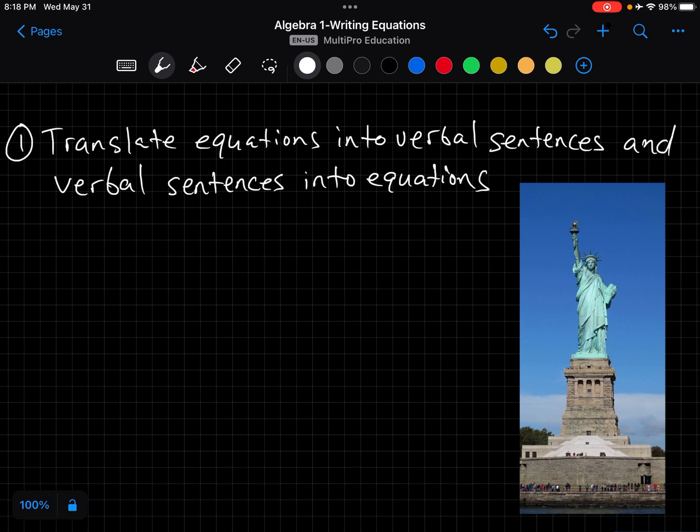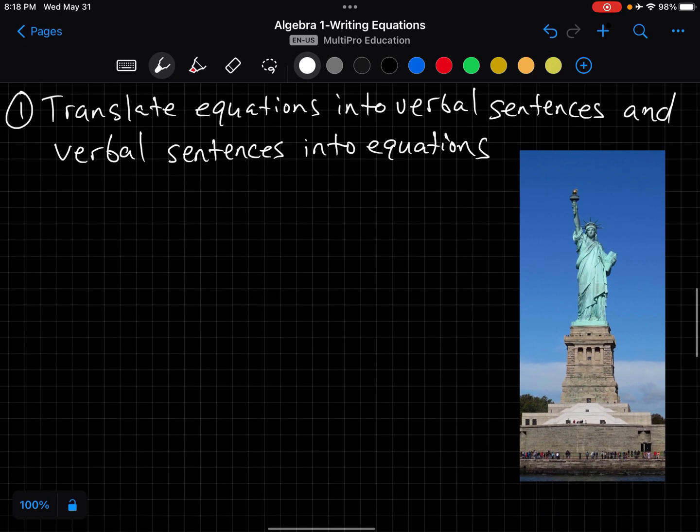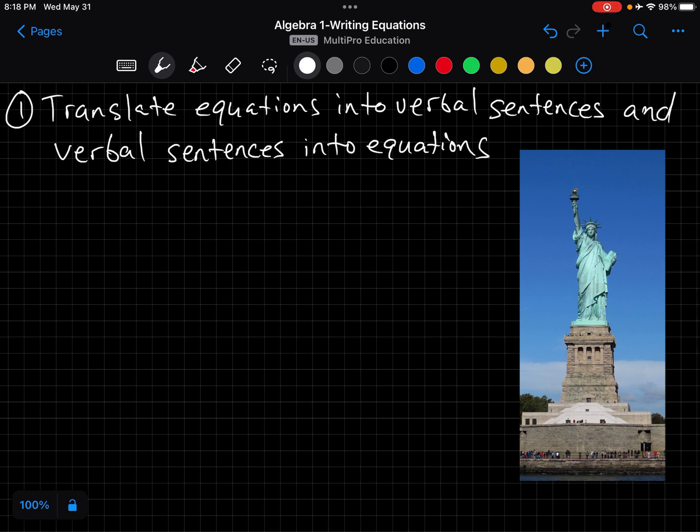Alright, and today I have a bit of clip art. And this came from Wikipedia, so thank you Wikipedia for this image. And anybody know what this image is? If you said the Statue of Liberty, you are correct. So we're going to look at a problem with the Statue of Liberty, okay?